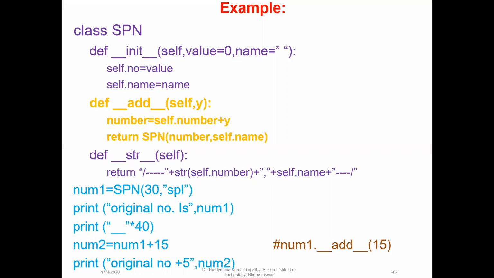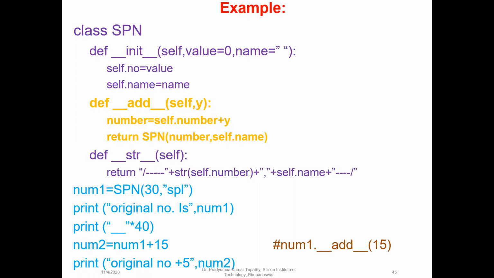But I want to print something whenever I use the object name in the print statement, suppose print norm1. For example, in the last line you see, I have written print norm2. Norm2 is the object, or print norm1. When I write print norm1, it will automatically invoke the __str__ method. If the __str__ method is there, it will automatically invoke and print whatever you have written inside the __str__.